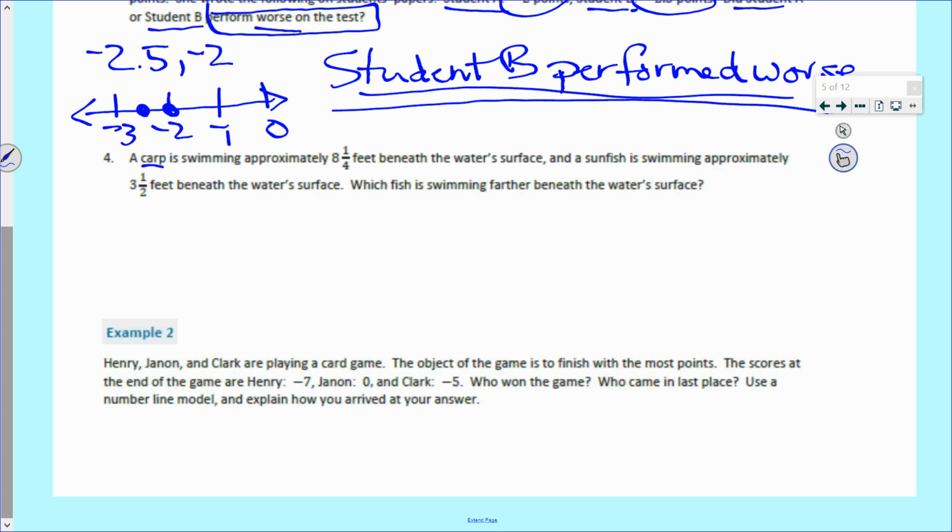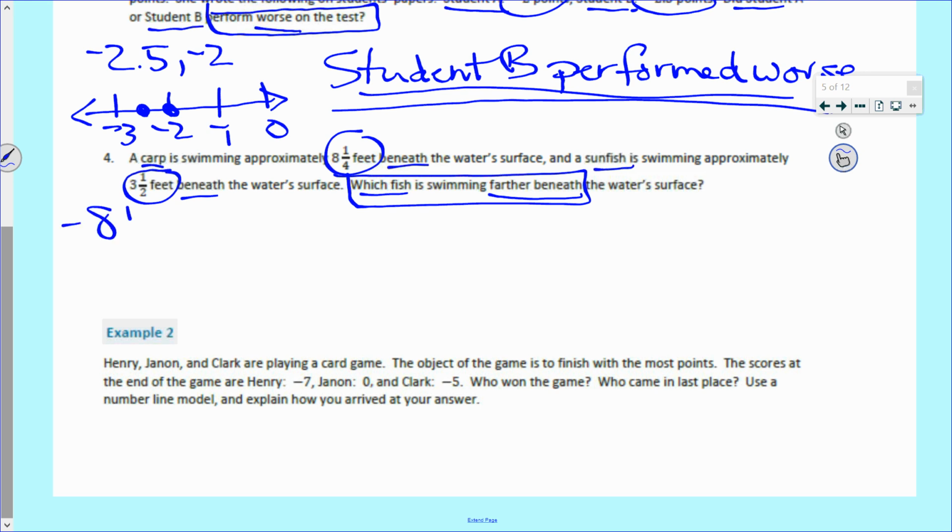Last one, a carp swimming approximately 8¼ feet beneath the water surface. A sunfish is 3½ feet beneath the water surface. Which fish is swimming farther beneath the water's surface? So first off, this one we actually need to do a little interpretation. What integer would I write for 8¼ feet beneath the water? It'd be -8 and 1/4. Good. And our second one, 3½ feet below the water.